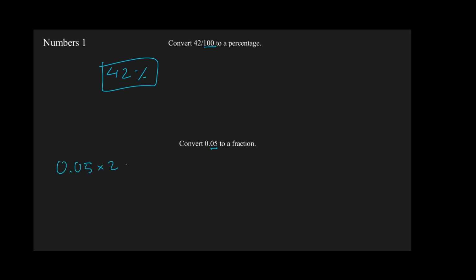0.05 times 2 equals 0.1. Okay, and we know that 0.1 times 10 equals 1. So because of these two numbers here, 0.05 times 20 equals 1. Therefore, 0.05 is actually just 1/20.